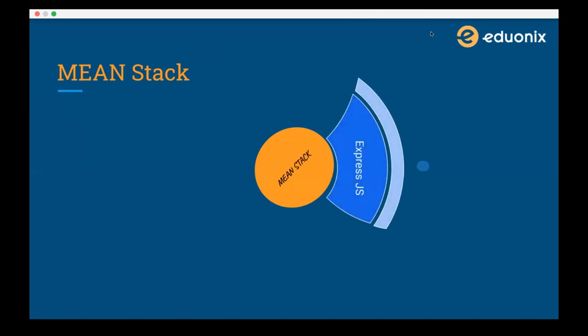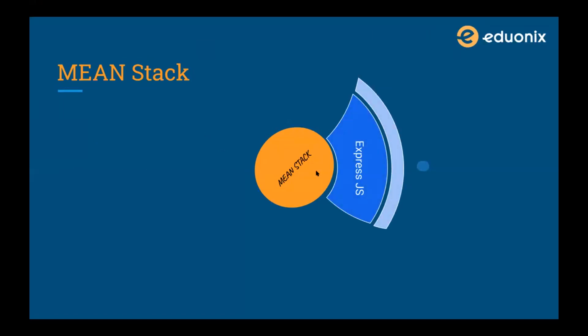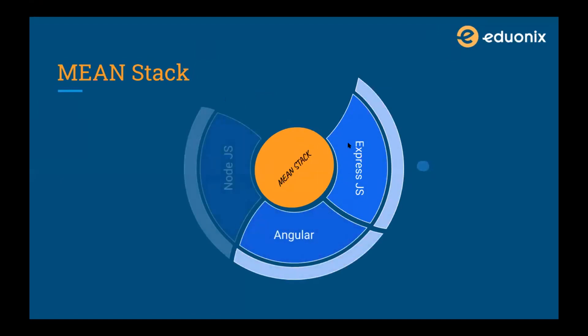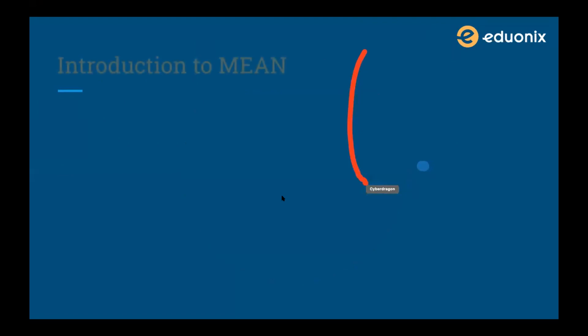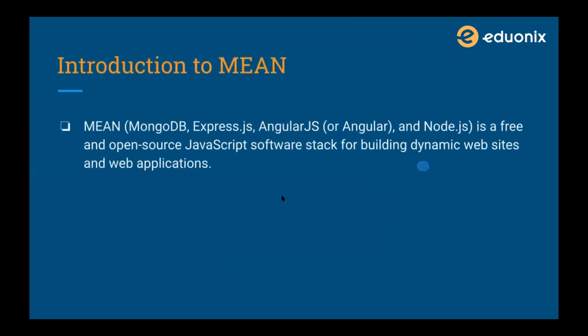So what are these four pillars of MEAN, guys? Anyone who can answer? MEAN has four pillars. Express.js is one, Angular is another, Node is another, and MongoDB is the other. So MongoDB, Express.js, Angular, and Node.js together form the MEAN stack. Now, what is MEAN exactly?